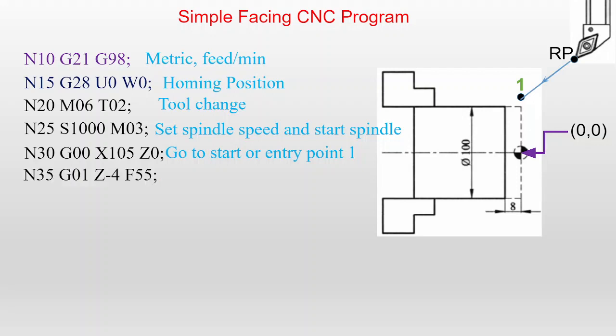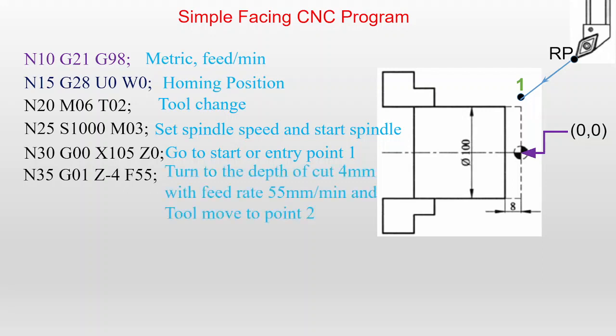Then the tool will move. G01 indicates the linear movement of the tool from point 1 to point 2 with a given depth, and the feed. Here I am assigning the feed as 55 mm per minute. Turn to the depth of cut 4 mm with feed rate 55 mm per minute and the tool moves to point 2. You can see that the tool is moving from 1 to 2.